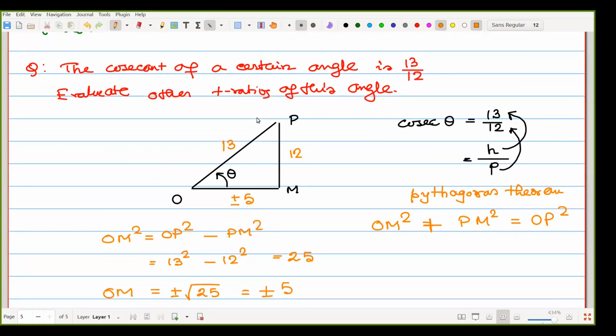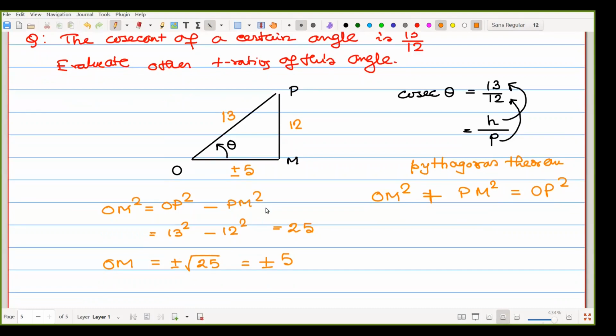So once again, I am saying we have the value of cosec theta, that is 13 by 12. Cosec means h by p, so hypotenuse is equal to 13. P is the perpendicular, that means 12. So from here, using the Pythagoras theorem, we are finding the value of OM, or the base, and that is plus minus 5. So we can find out all the other t ratios.